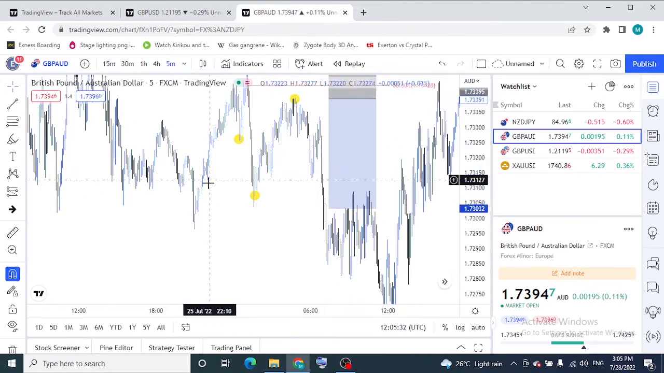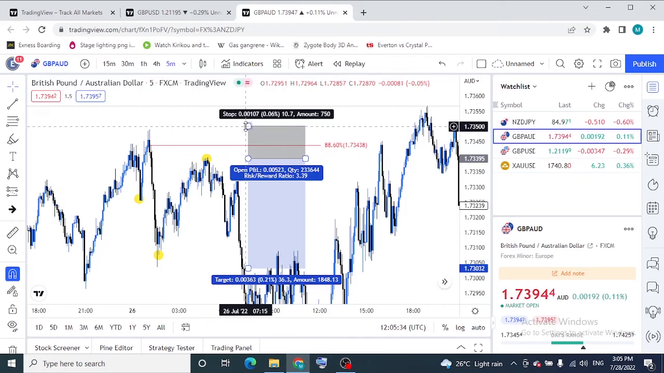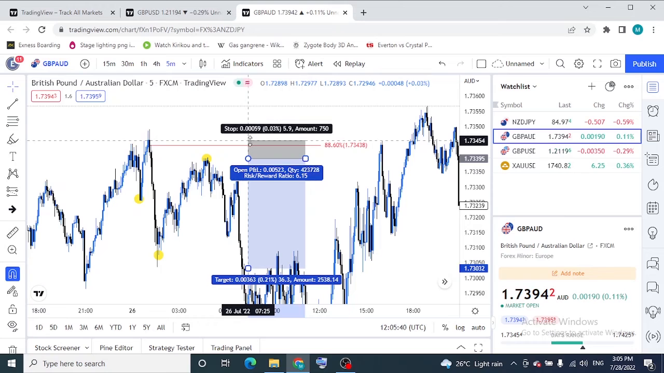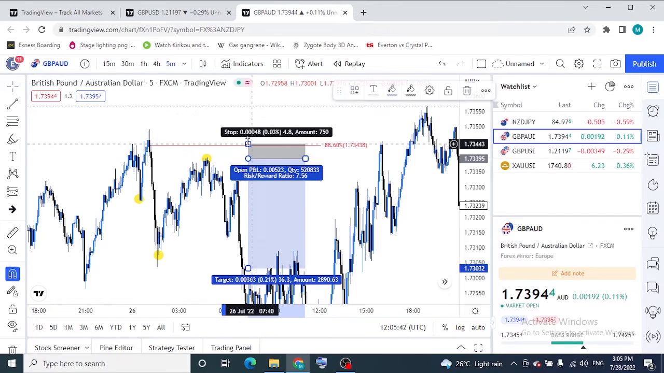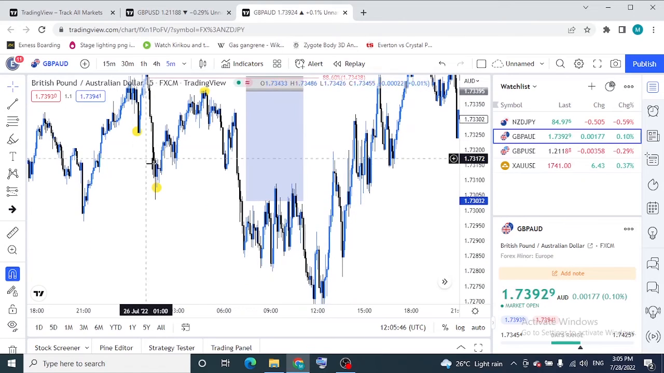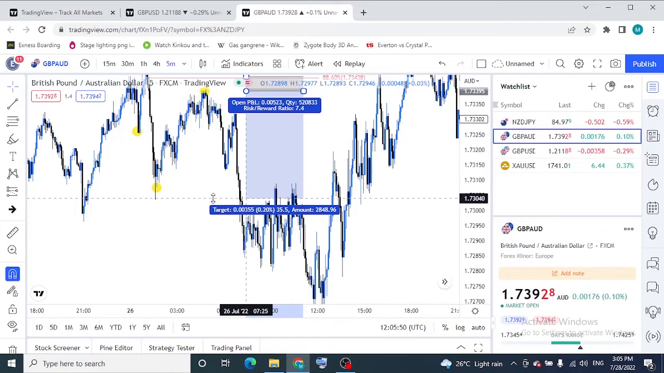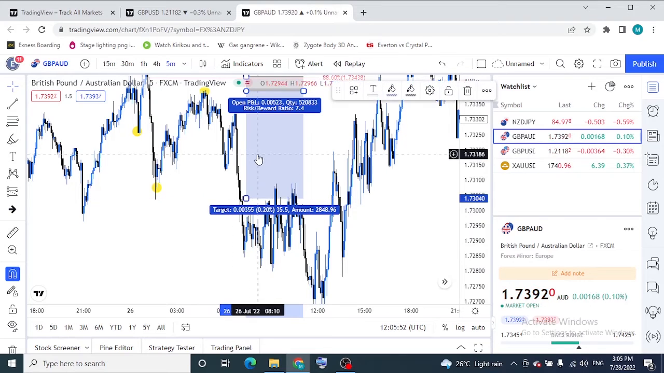So yeah, if I wanted something tight, because even this is an 11 pip stop loss, I'd have had it just at my 88.6 level, and it's like a 4 pip stop loss, targeting this low. So yeah, there's a 1 to 7 risk to reward setup. If you ask me, this is very okay.